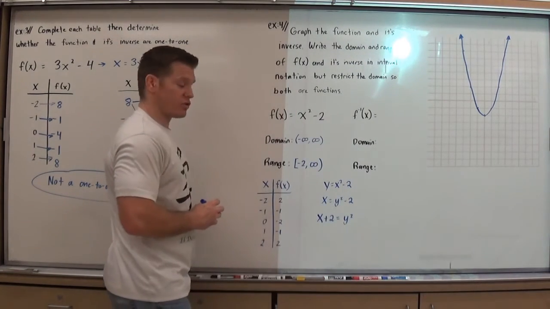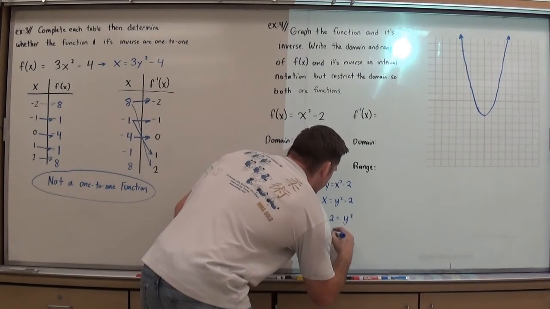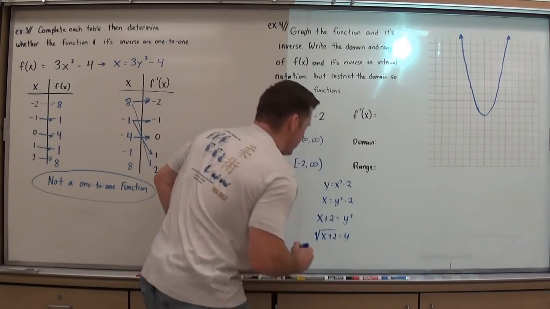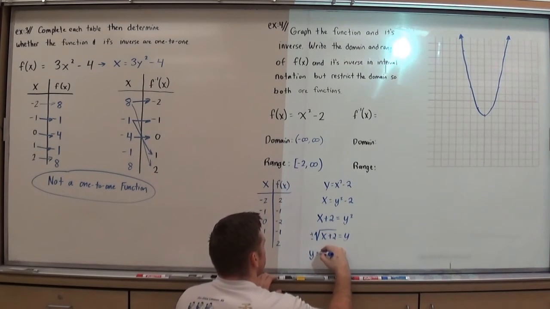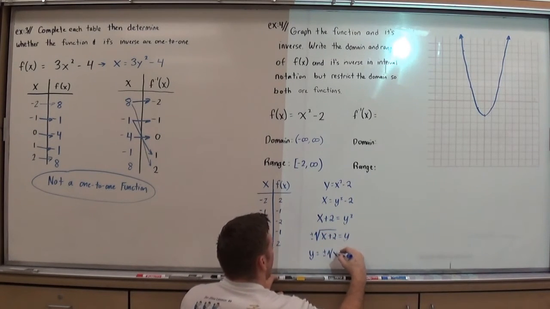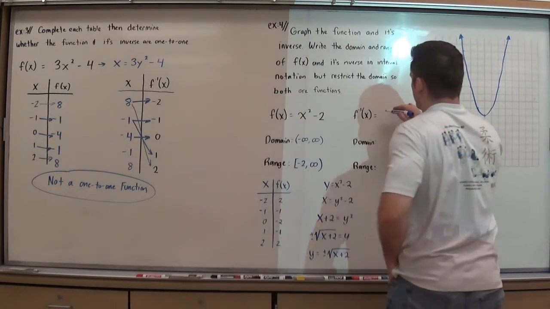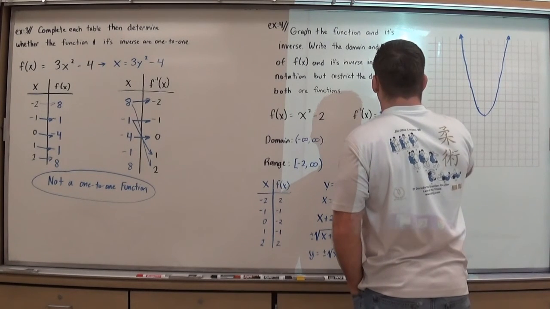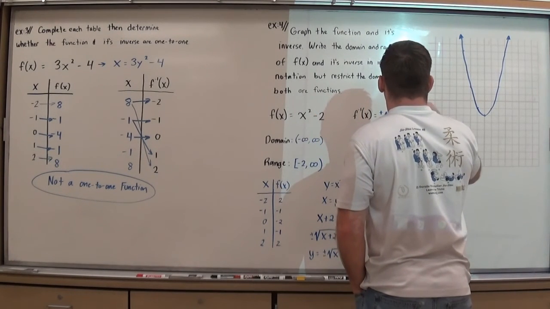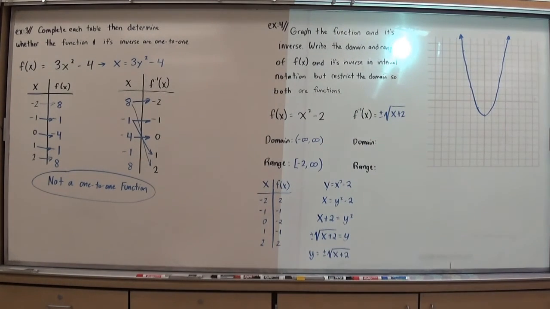And then how do I get rid of a square? Well, I square root both sides. But we know that when we do a square root in an equation, we're supposed to have plus or minus. So it would become y equals plus or minus x plus 2. And since it's the inverse function, it would be plus or minus the square root of x plus 2. So that must be my inverse function.